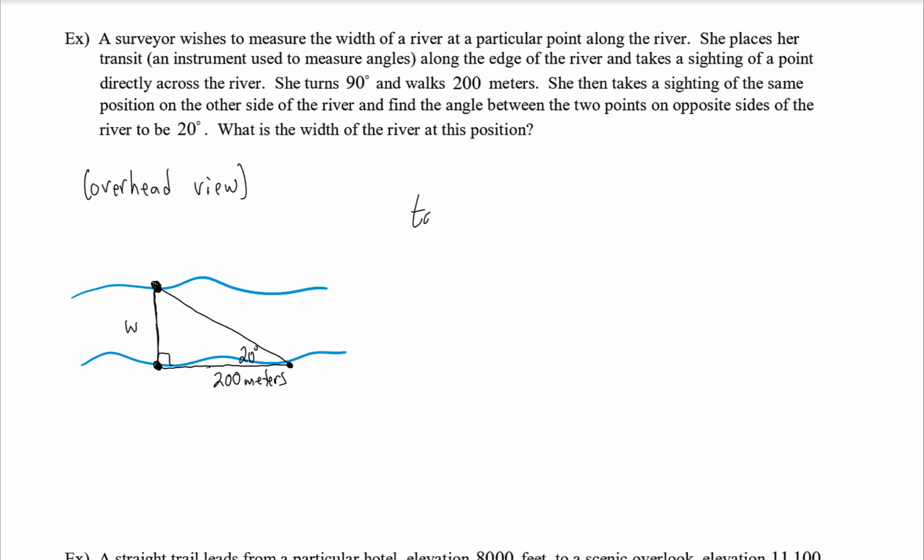So tangent of 20 degrees is opposite over adjacent, right? I don't know the hypotenuse. This is the hypotenuse, and I don't know the length of it. So I can't use sine or cosine because I don't know the hypotenuse. But I know tangent's ratio is opposite over adjacent. So the width is going to be whatever 200 times tangent of 20 degrees is. So the width is going to be approximately, again, asking the calculator, 72.794 meters.